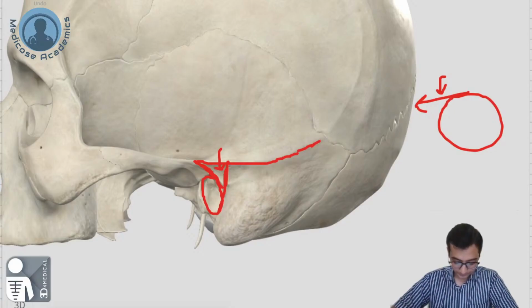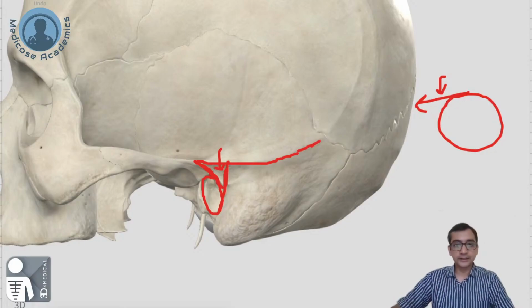Let me go to my book. This is the suprameatal triangle.